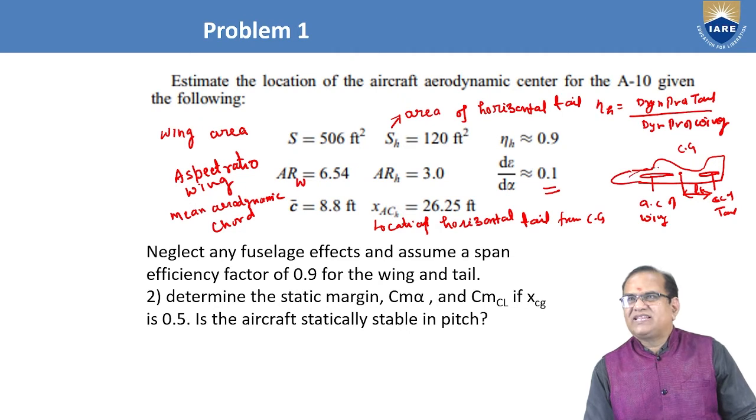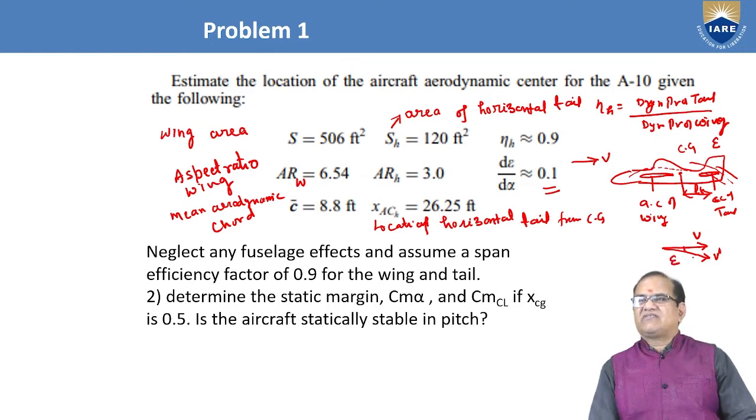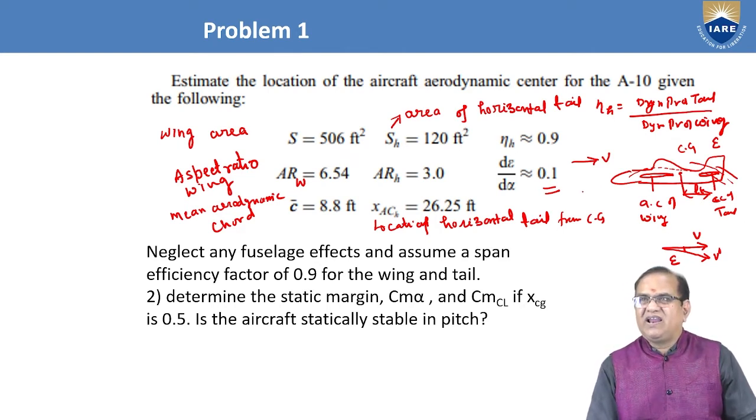If the flow is going like this, there will be a downwash, and this downwash is called epsilon. There will be an angle. So the velocity V here, but when it reaches the tail, this velocity will not be the same. This will be V, and there will be a downwash angle. This is the V prime, and this angle is called epsilon, the downwash angle. So here is the change in downwash angle due to change of angle of attack, and the angle of attack is alpha.